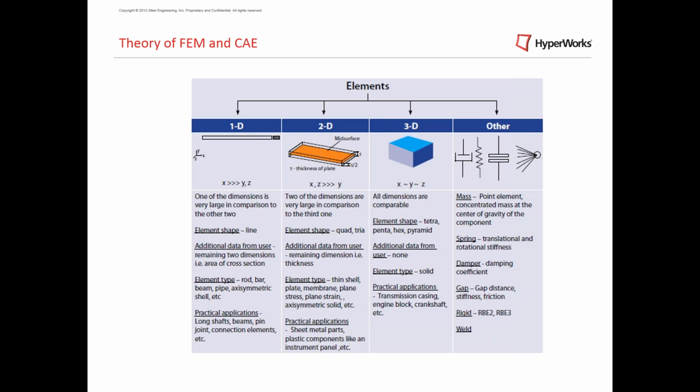connection elements, etc. 2D, two of the dimensions are very large compared to the third one. Element shape is quad or tria. Additional data from the user is the remaining dimension, that is thickness. Element types are thin shell, plate, membrane, plane stress, plane strain, axisymmetric solid, etc. Practical application is sheet metal part, plastic component like an instrument panel, etc.